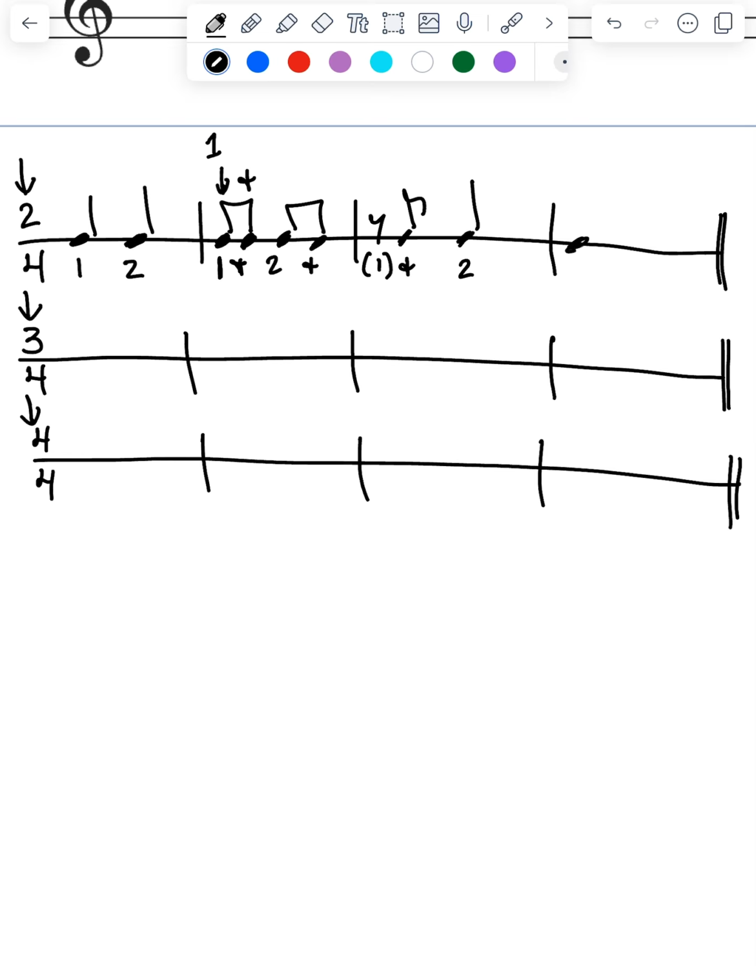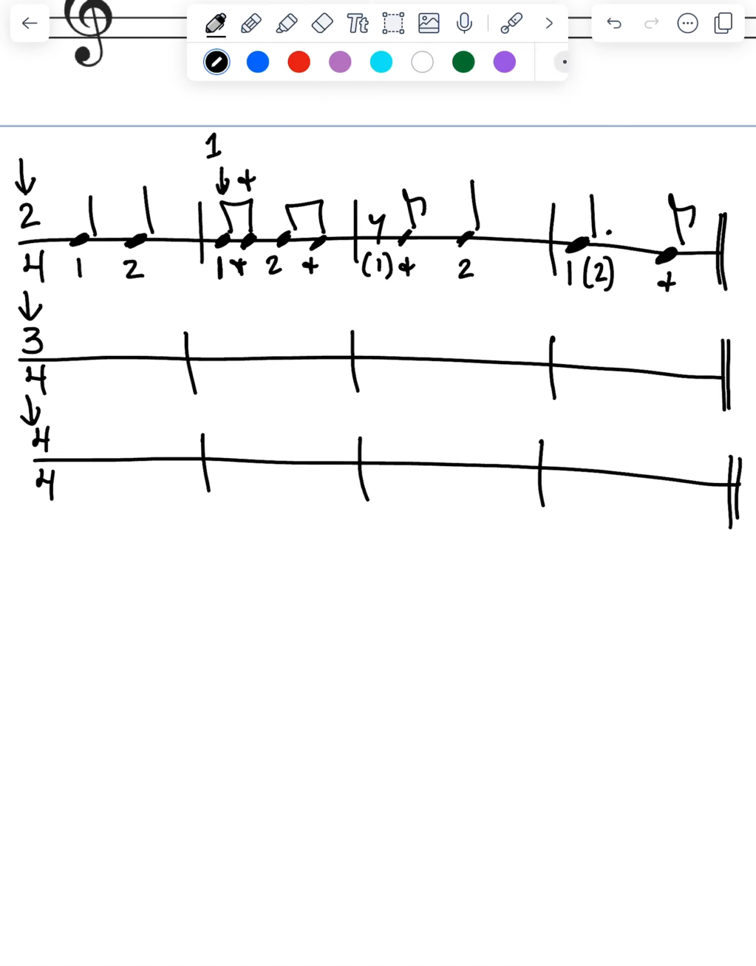Same thing goes for when we have carried over durations. So if we have something like a dotted quarter with an eighth note, a dotted quarter is worth the same thing as 3 eighth notes. So we have all of beat 1 and then the first half of beat 2 carried in here. So we could put 1 with 2 in parentheses, and then we have the and of 2 that we would speak out loud.